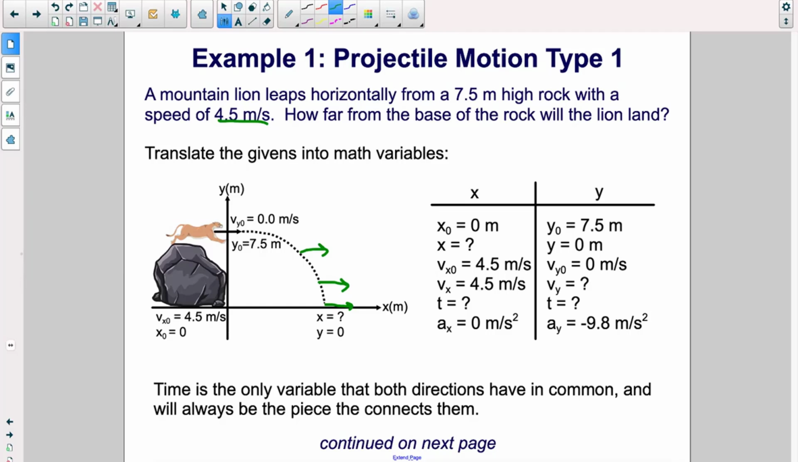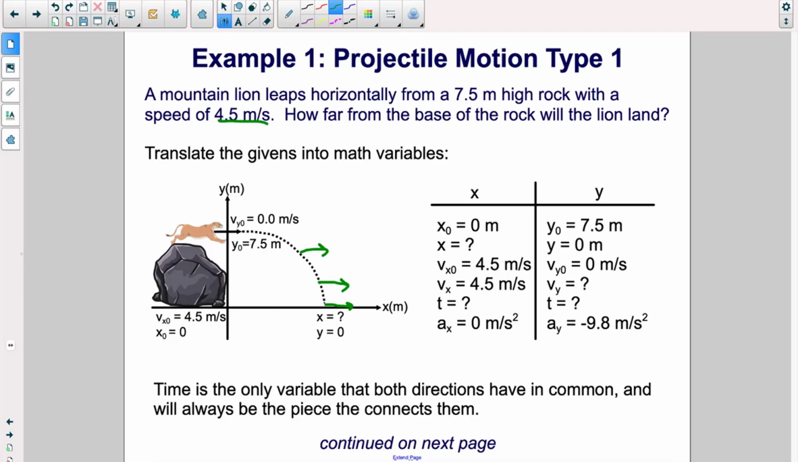In the y dimension, we start up at a height of 7.5 meters. We land at a height of 0. Our initial velocity in the y dimension is 0, since all of that velocity is horizontal in the x dimension. We don't know the final y velocity. We could always solve for that. We don't know how long the lion's in the air. And we do know that since this lion's in free fall, the acceleration will be gravity on Earth, which is negative 9.8 meters per second squared.